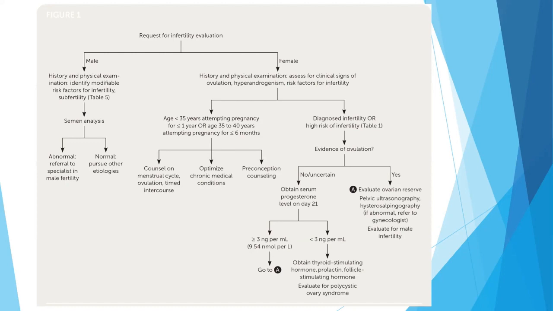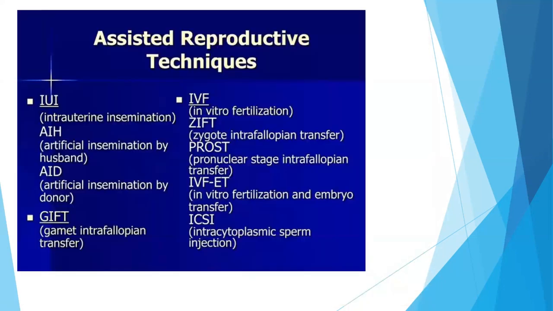If there is evidence of ovulation, then we need to evaluate the ovarian reserve. But if not, we need to obtain the serum progesterone level on day 21. Now, if it is more than 3, then again we need to evaluate the ovarian reserve. And if it's less than 3, then we have to go for further investigations like thyroid stimulating hormone, prolactin, and FSH. So the next topic is assisted reproductive techniques.